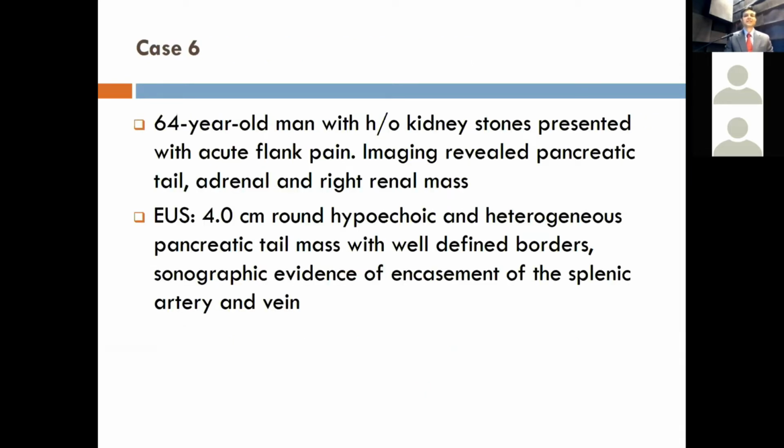So our next case is a 67-year-old man with a history of kidney stones presenting with acute flank pain, and imaging revealed a pancreatic tail mass, an adrenal mass, and also a right renal mass. EUS showed a 4 centimeter round heterogeneous pancreatic tail mass with well-defined borders. Also seen was sonographic evidence of encasement of the splenic artery and vein.